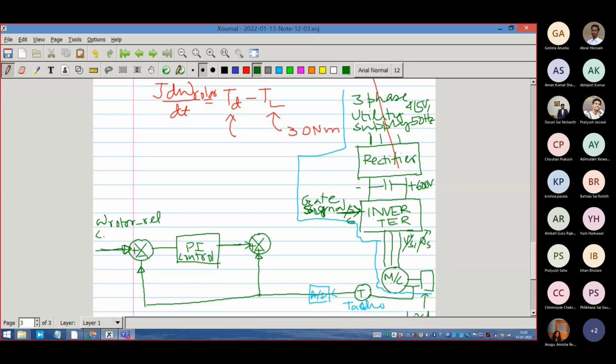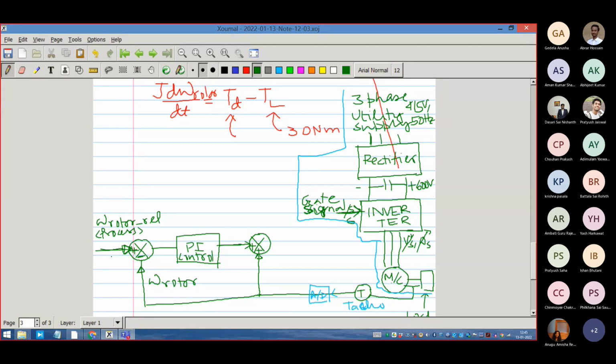Process will give you the reference speed, but it will not give you what the torque is. So what you are doing is taking the feedback. You are seeing the actual rotor speed. This is omega rotor, the actual rotor speed, and you are doing plus here, minus here. That means you are finding whether there is an error between these two.